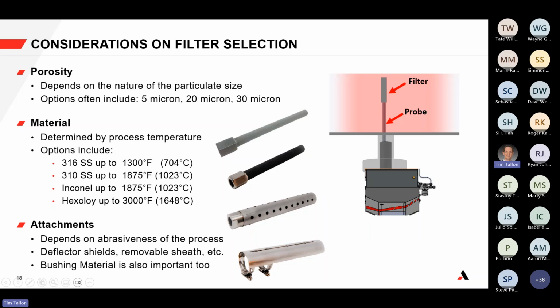And so this is an example of a deflector shield that would go on to an in situ type that would slide onto that. This is an example, like I showed you before, of a removable perforated sheath type attachment on the filter. And then these are just some of the filters that you can see. This is a metal filter, and this is a ceramic filter. So, simple, but also important things to think about depending on your process.